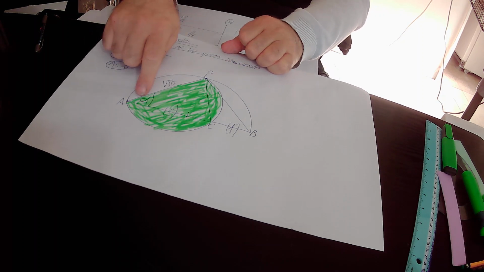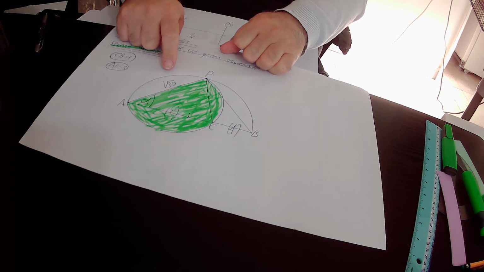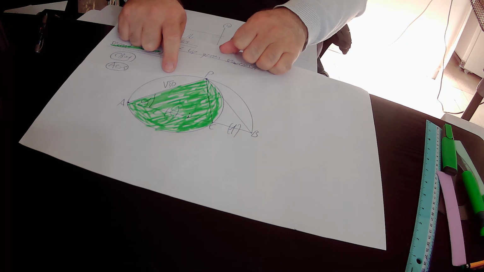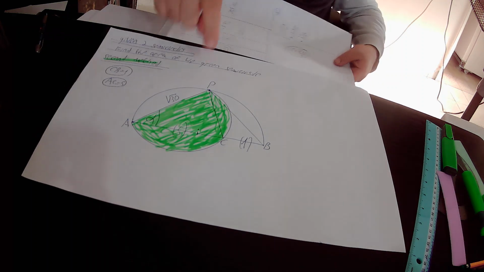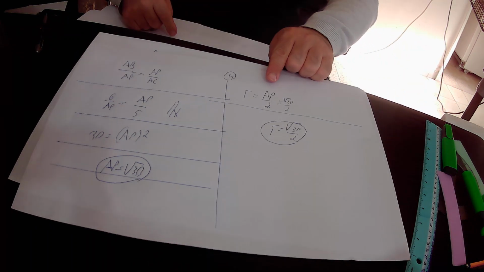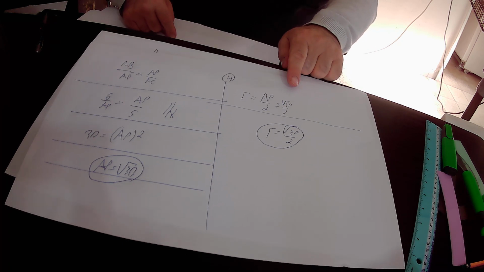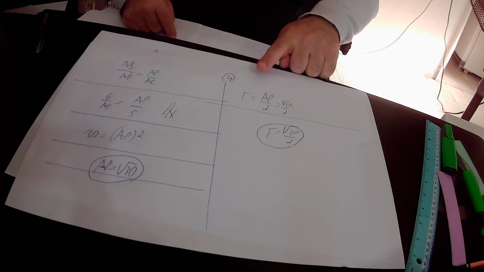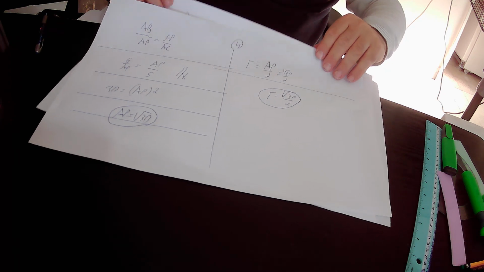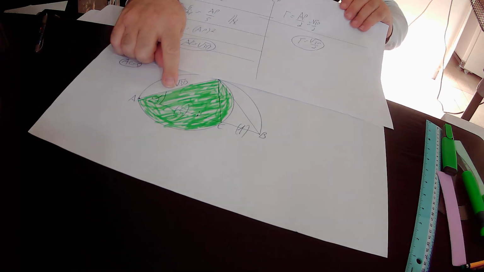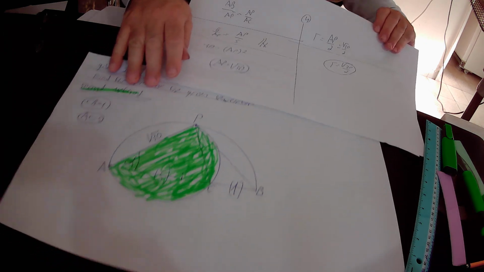AP is the diameter of this green semicircle. If the diameter AP equals the square root of 30, the radius must be equal to half of it. That is to say, the radius R of this green semicircle must be equal to the diameter AP over 2. The diameter AP is equal to the square root of 30, and the square root of 30 over 2 is the radius R. In conclusion, the radius R of this green semicircle equals the square root of 30 over 2. Our mission is to find the area of this green semicircle.